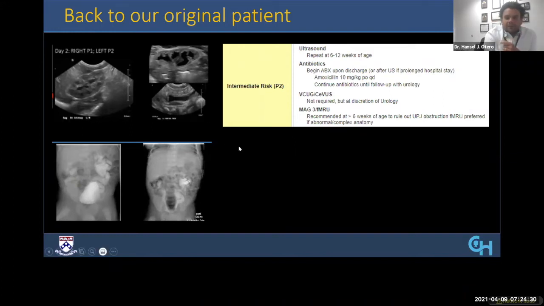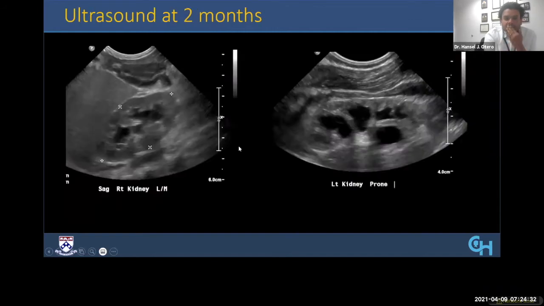And I'm going to show you now functional. So this is a follow-up. Again, 2 months. The baby is now 2 months. 6 weeks have passed by. The findings are still there.